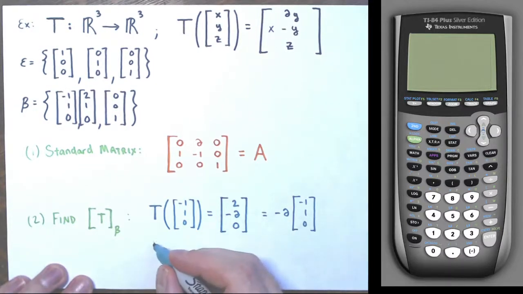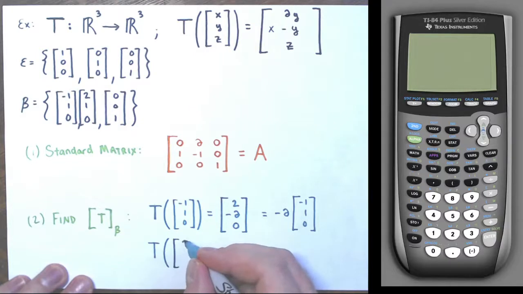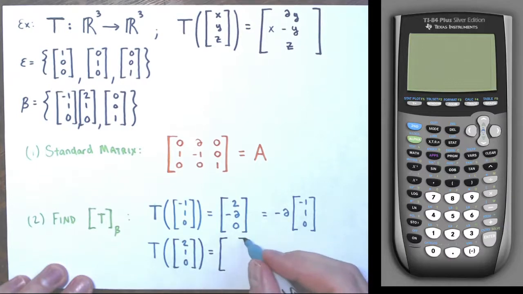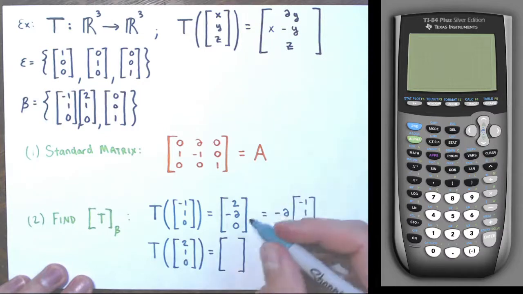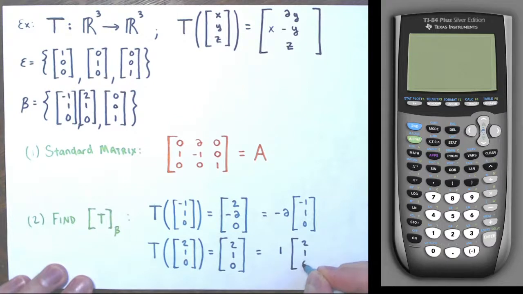Okay, how about T of the second B vector, basis B vector 2, 1, 0? So I plug in 2 for x, 1 for y, 0 for z. So 2 times 1, 2, 2 minus 1, 1, and 0. Hey, look at this. Yet again, I have an eigenvector. See how the input maps to an output that is a scalar multiple of it. In fact, it is just 1 times 2, 1, 0. So 2, 1, 0 would be an eigenvector of T. 1 would be an eigenvalue of T, corresponding to 2, 1, 0.